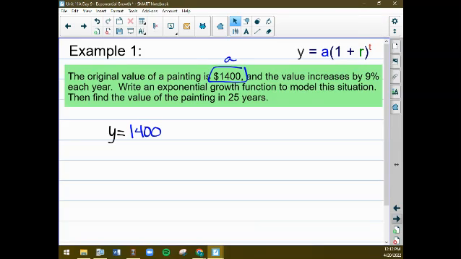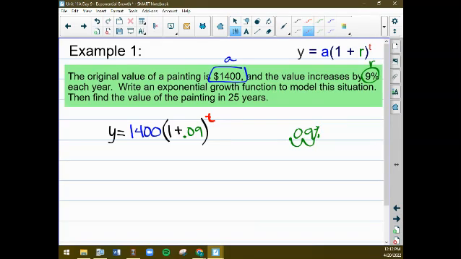Okay, then I've got my parentheses, and I always have 1 plus for growth. We'll see later for decay, that's going to be subtracting. Then 9% is my r, and I need to convert 9% to a decimal. So I move the decimal place 2 to the left, and I get 0.09. Close parentheses, and then to the power of t.